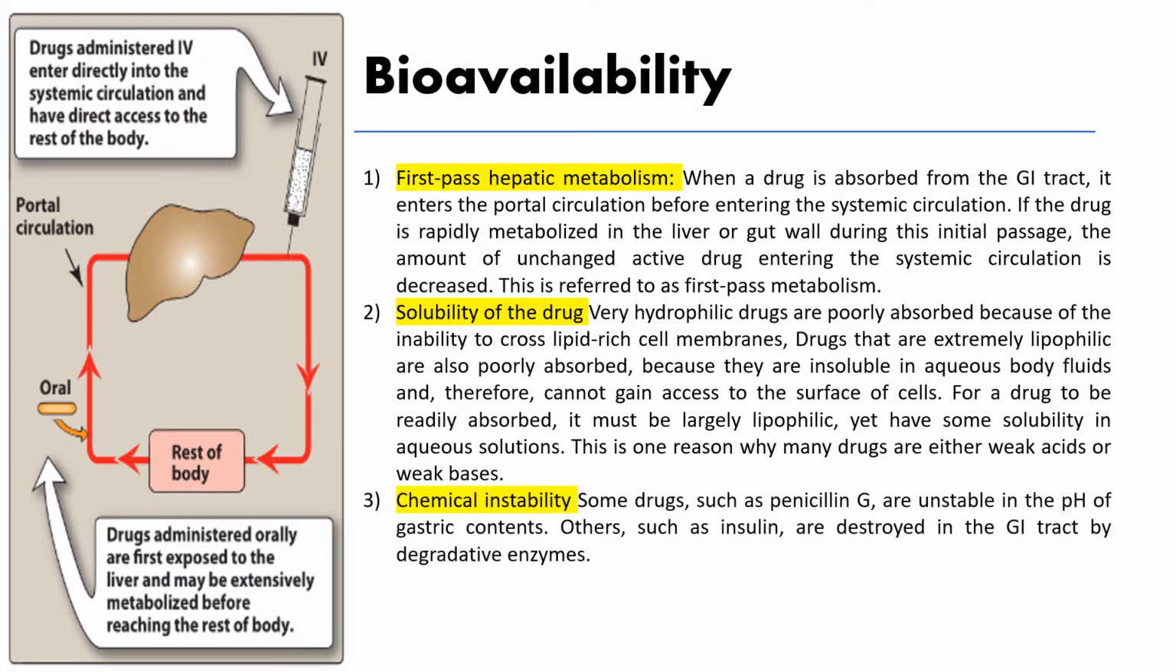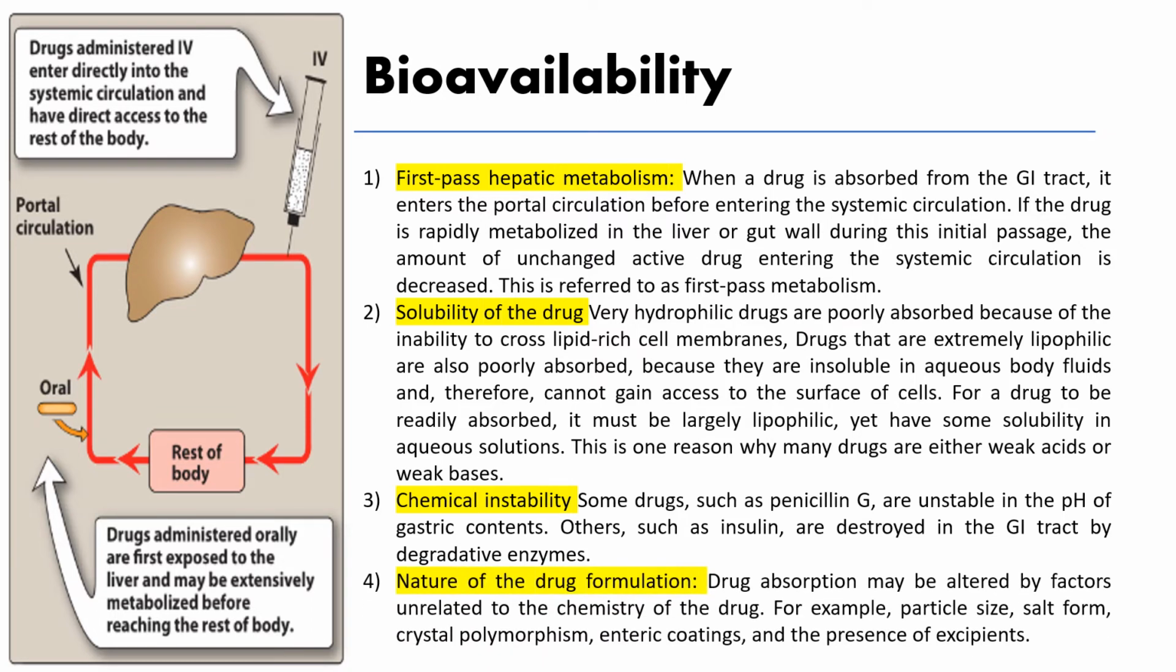Next is chemical instability. Some drugs, such as penicillin G, are unstable in the pH of the gastric content. Others, such as insulin, are destroyed in the GI tract by degradative enzymes. Nature of drug formulation. Drug absorption may be altered by factors unrelated to the chemistry of the drug, for example, particle size, salt form, crystal polymorphism, enteric coating and presence of excipients.